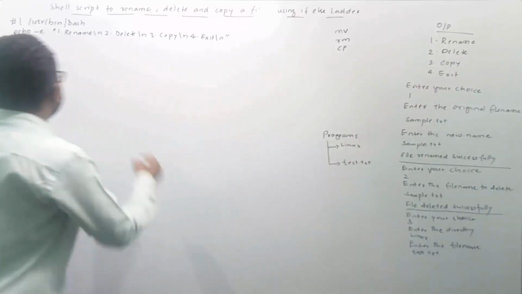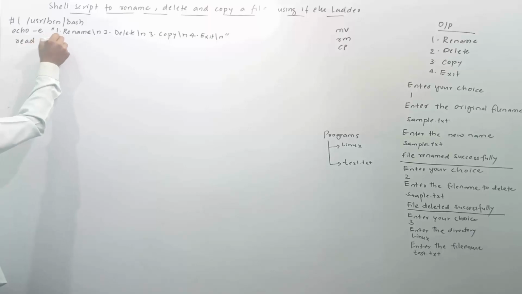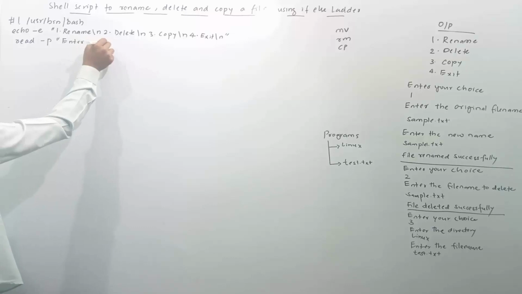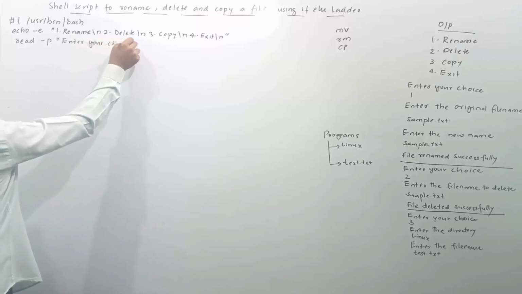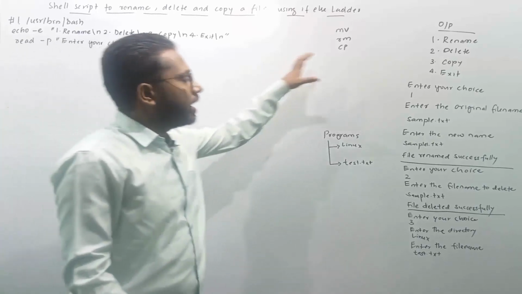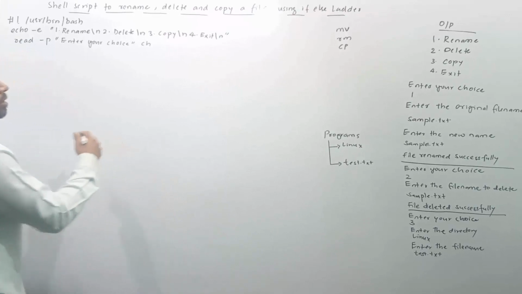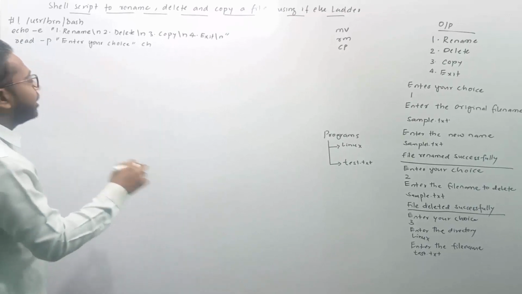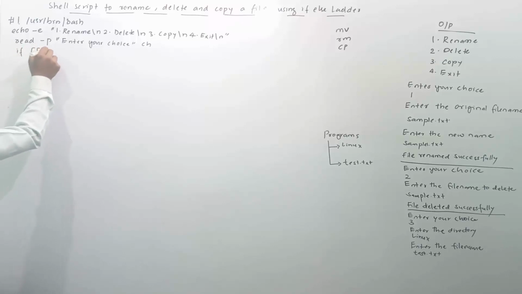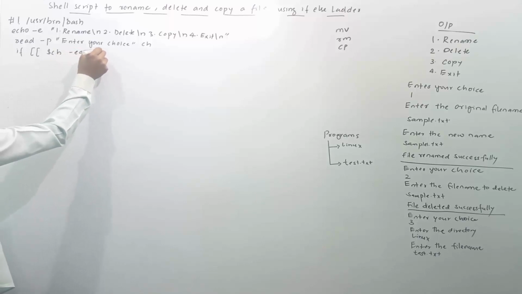Enter your choice. read -p "Enter your choice" ch. Okay, I will be using an else if ladder to get this output. Now the user has entered the choice. Now I need to use an if condition: if $ch is equal to 1.